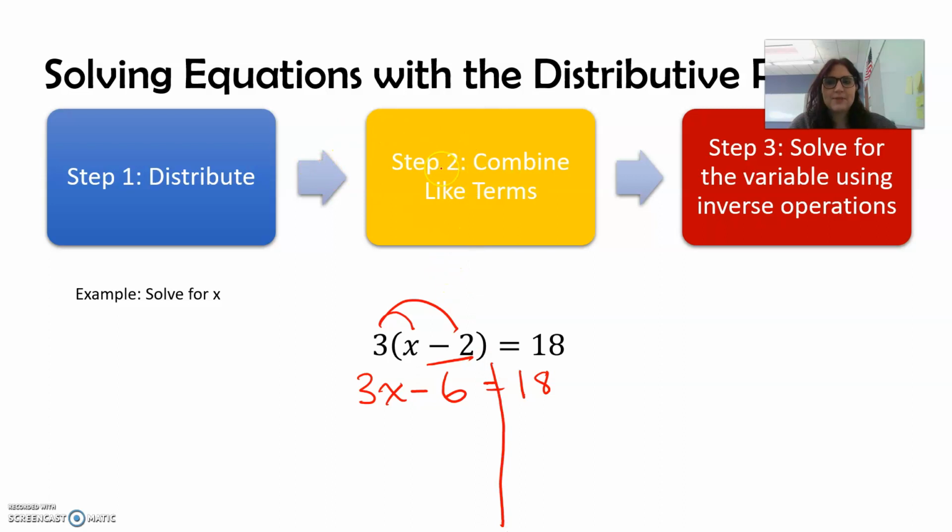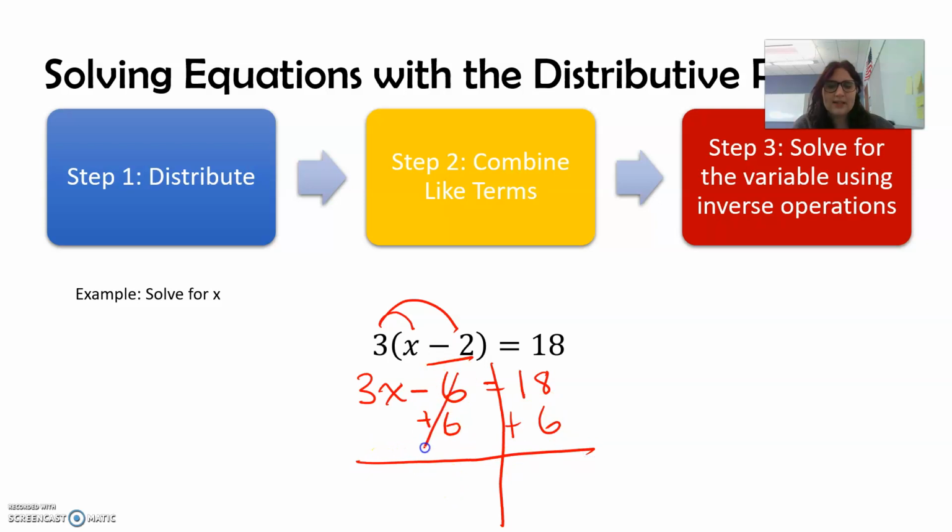Great. Step 2 says to combine like terms. I don't really have any like terms to combine. Step 3 says to solve for the variable using inverse operations. We should feel pretty comfortable with this by now. So let's add 6 to both sides.